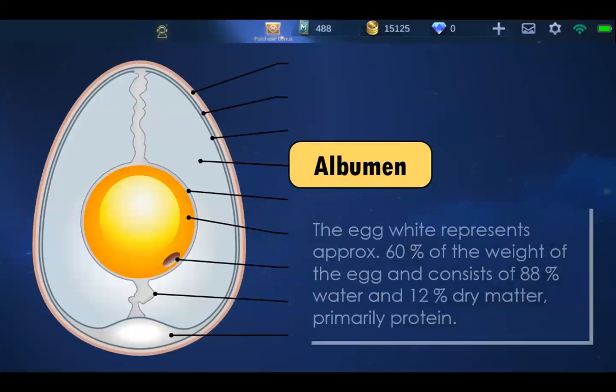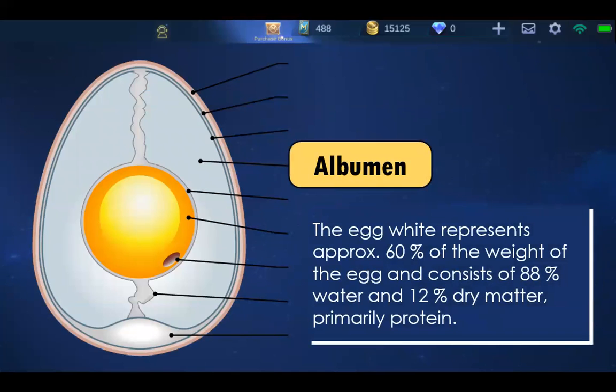The egg white represents approximately 60% of the weight of the egg and consists of 88% water and 12% dry matter, primarily protein. The white is divided into three parts, an inner and outer liquid layer, and in between those a liquid layer with a thicker consistency. So basically, we have the outer thin albumin, the middle thick albumin, and the inner thin albumin.